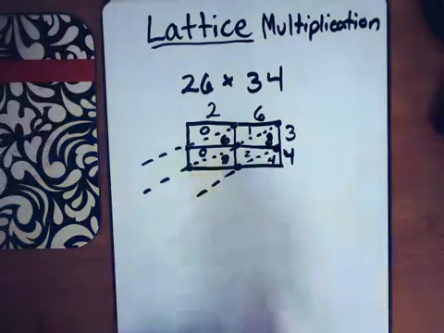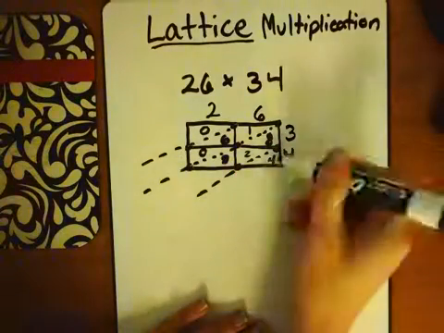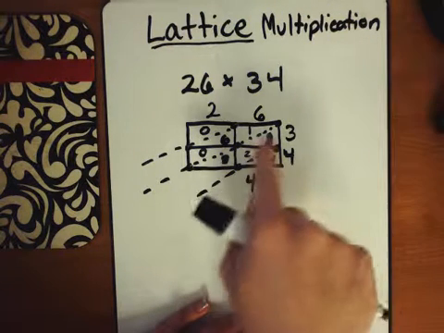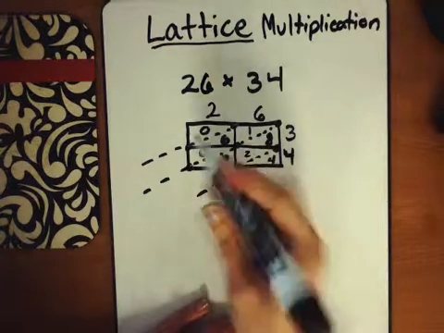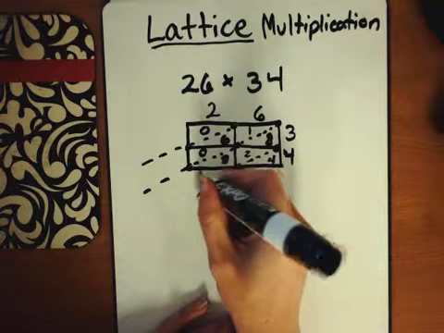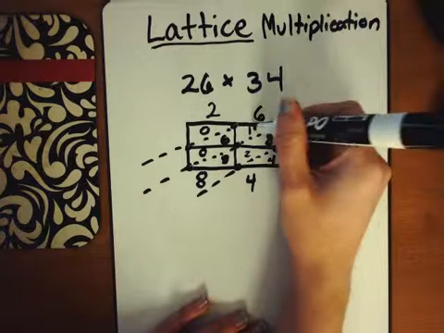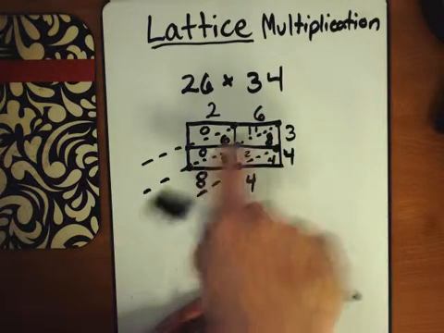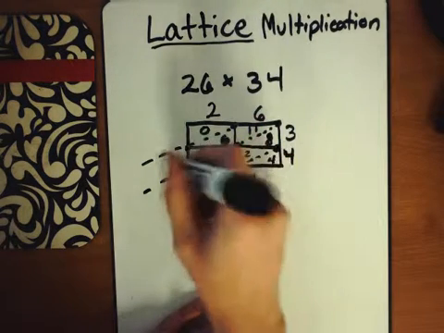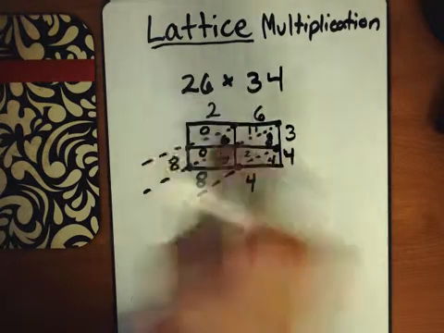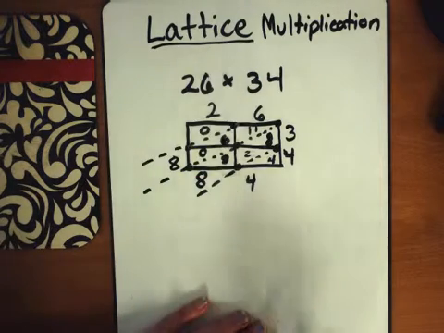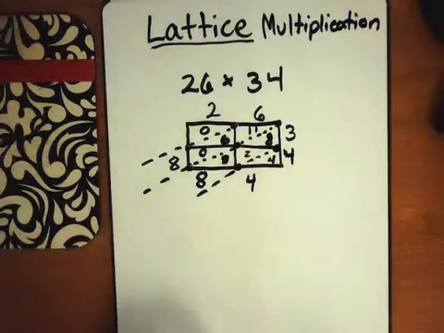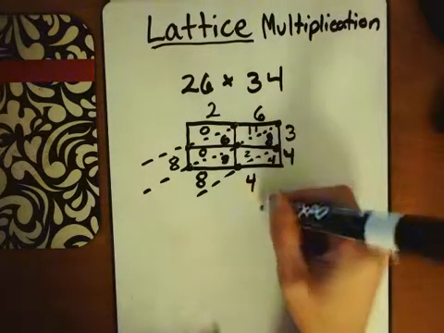So now I'm ready to add along my diagonals. So I have 4, I have 8, 16, 17, 18. So that's 8 ones, and I'll carry a 1 right here into my tens column. So then I have 6, 7, 8. And then just my 0, so I don't need to carry that down. So 884. Okay, let's go ahead and check that, friends, with partial products.